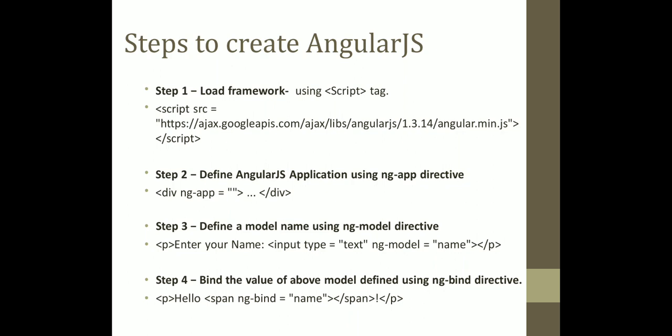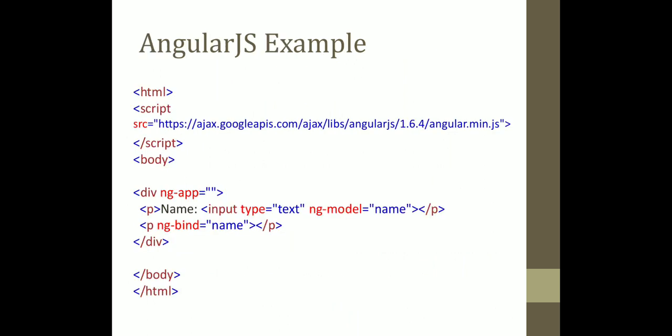We have again started the paragraph with hello and span ng-bind equals to name. Here you have to bind the value for the specified model, and span closed, paragraph closed. So these are simple steps for how to create the AngularJS application. We'll see how to use it in an example.